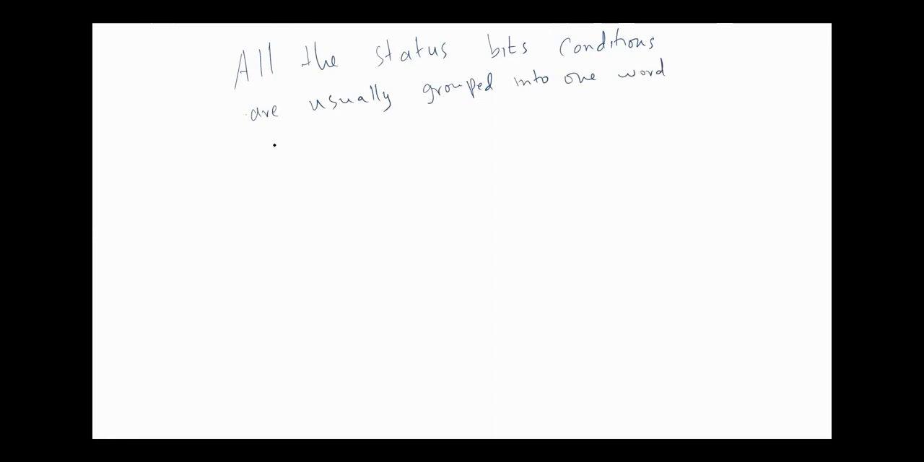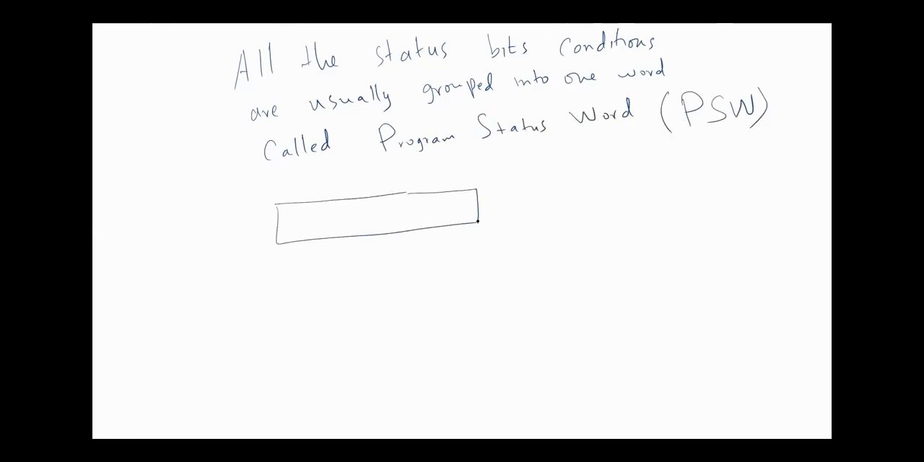Regarding the status bits, all the status bit conditions are usually grouped into one word called program status word, and usually are stored in one register called program status register. So in the case of interrupt, we have to store the program counter, the processor registers, and the program status register and the mode bit.